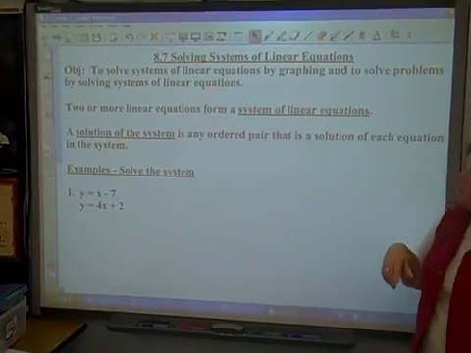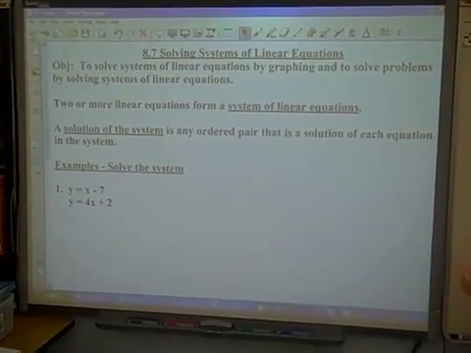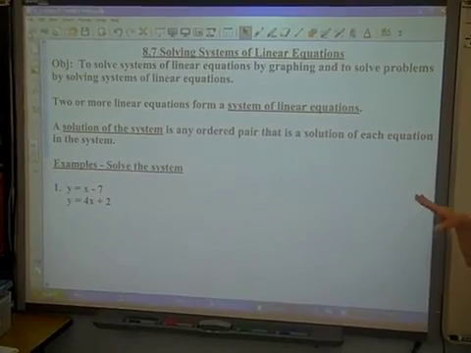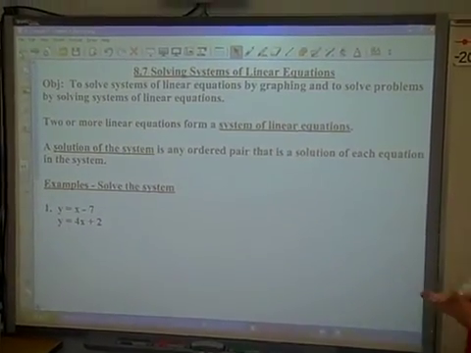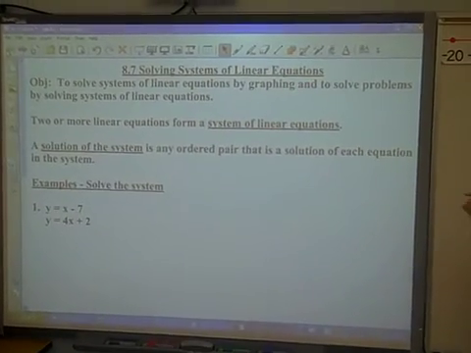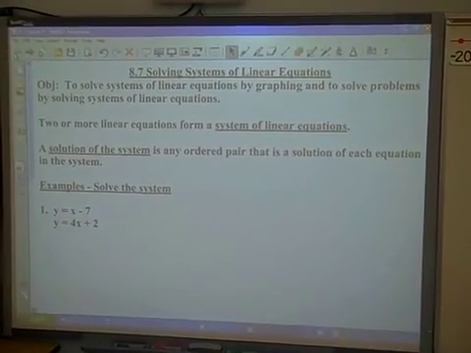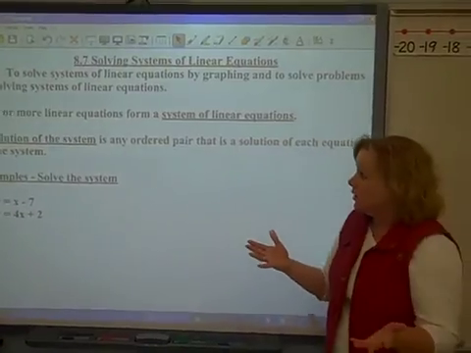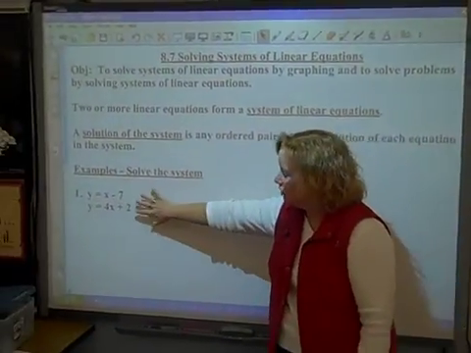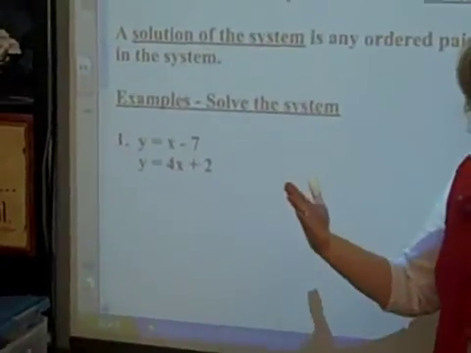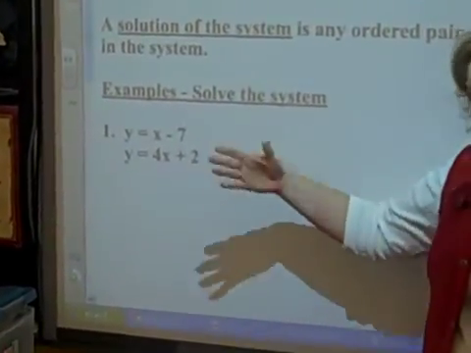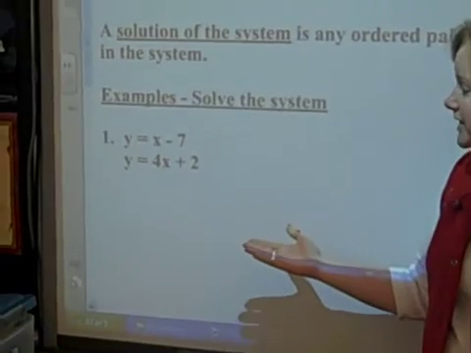All right, today we're going to be going over 8-7, solving systems of linear equations. A couple of things you need to know: the first definition is systems of linear equations. That's basically just two or more linear equations. For example, if you look at number 1, notice I have two linear equations. When you have two or more linear equations, that is called a system.